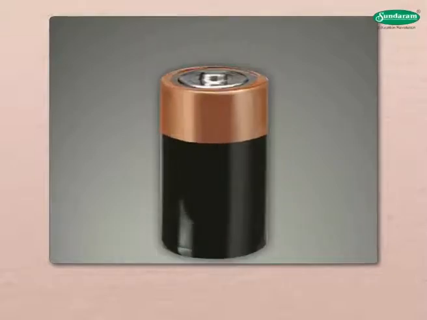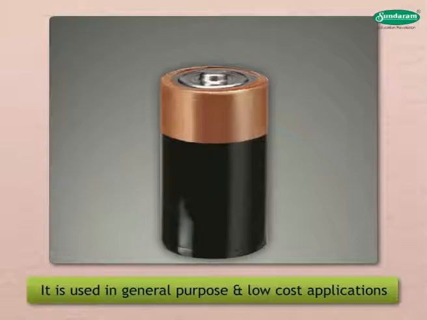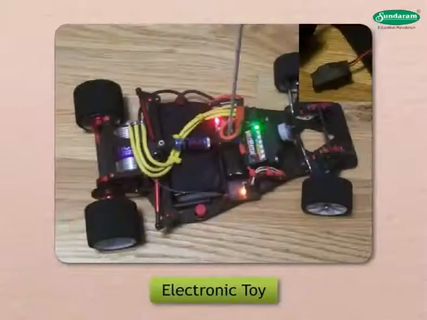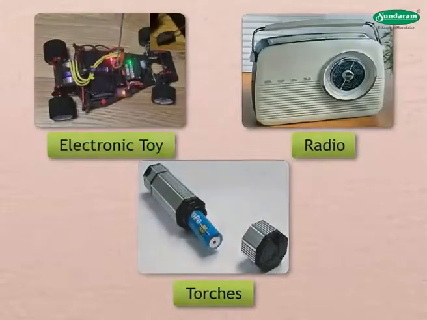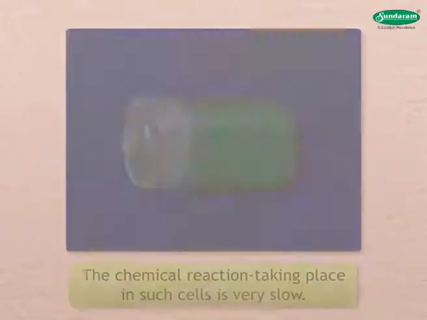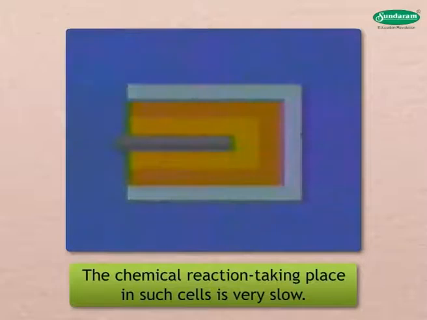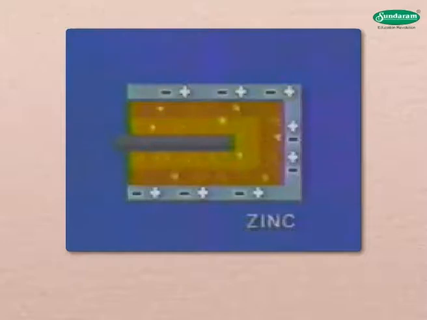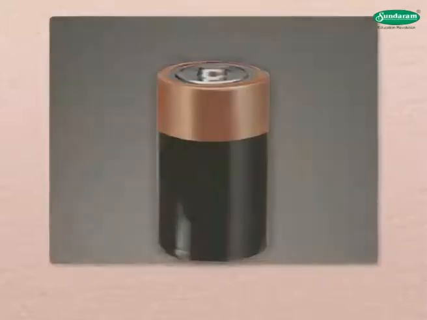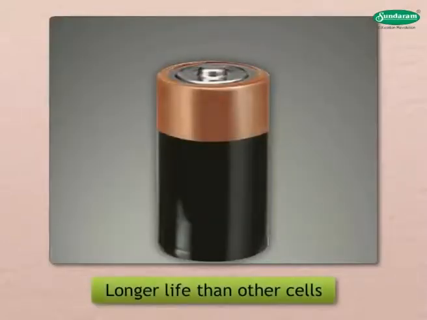Let us now see where the cell is used and what its advantages are. It is used in general purpose and low-cost applications like in electronic toys, radios, torches, etc. Let us now see its advantage. The chemical reaction taking place in such cells is very slow. Hence, the reaction goes on for a longer period. Thus, the dry cell has longer life than other cells.